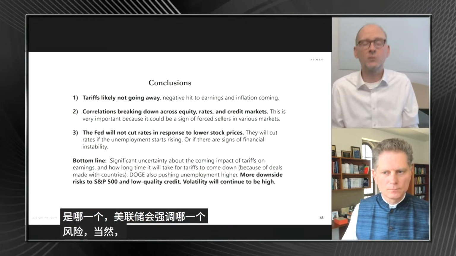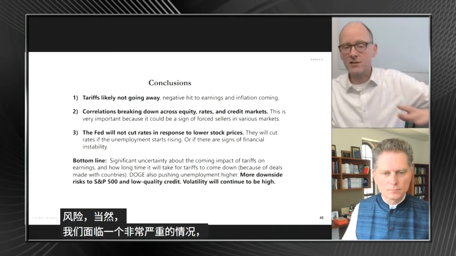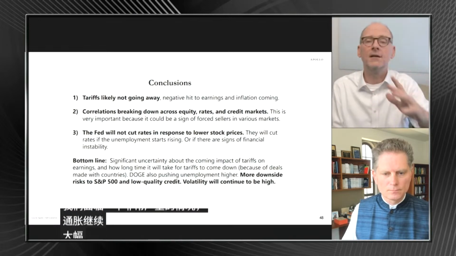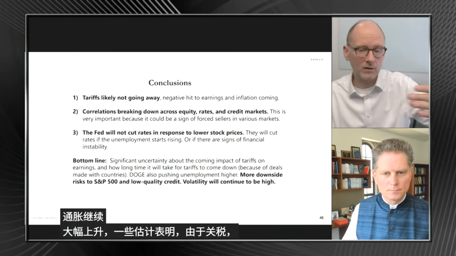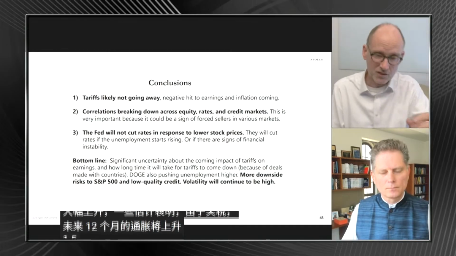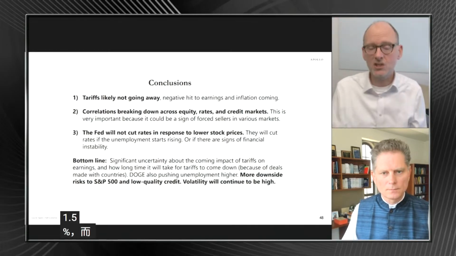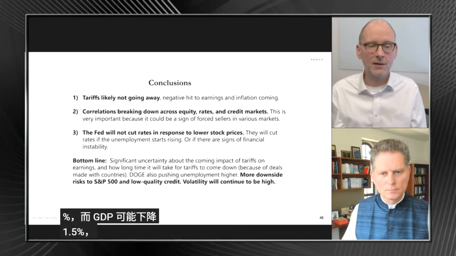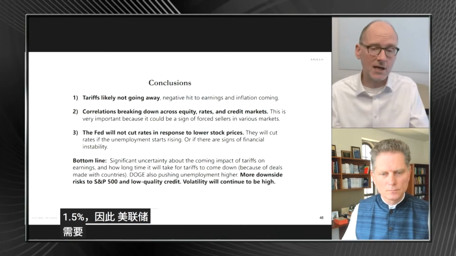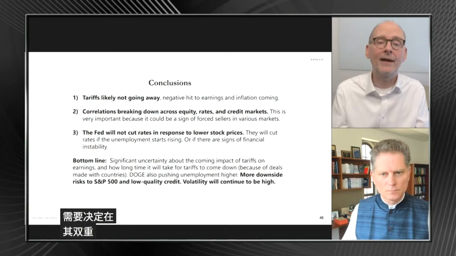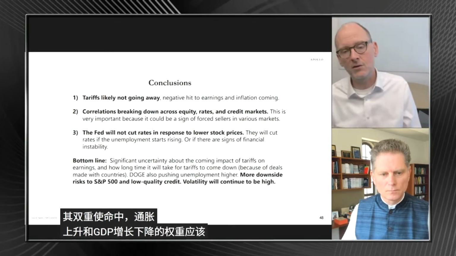The risk is, of course, that we get a very significant situation where inflation just continues to go up a lot. Some estimates have inflation over the next 12 months going up as a result of tariffs by 1.5%, and GDP could go down by 1.5%. So therefore, the Fed will need to decide what they put weight on in their dual mandate, on inflation going up or on GDP growth going down.